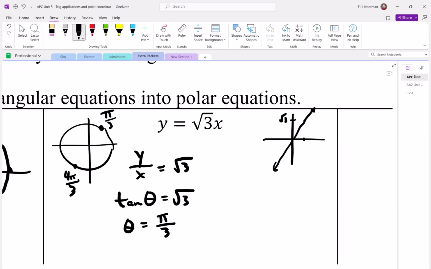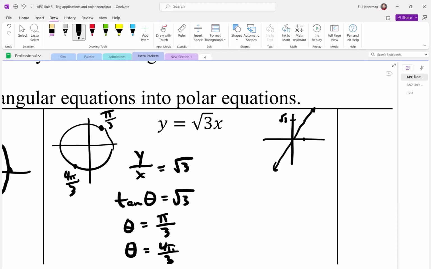Now compare that to the graph that we originally started with. Do you see the connection? It's just a line in the direction of pi over 3. So in this case, r is completely gone, which means our polar graph just fills in that direction, pi over 3, because no matter what r is, the points will satisfy that condition, theta equals pi over 3, both for positive values or negative values. We could also say theta equals 4 pi over 3, and that would yield the same line. Either answer is correct.